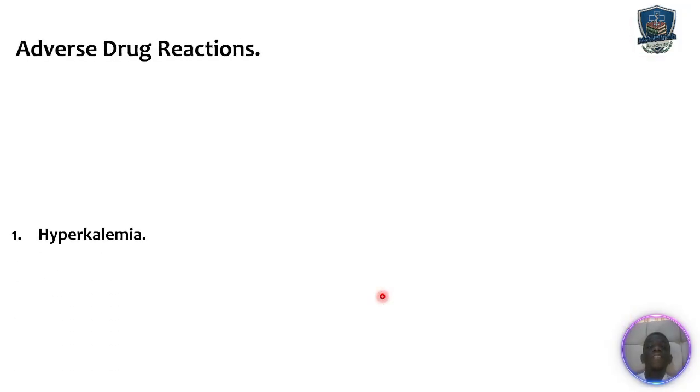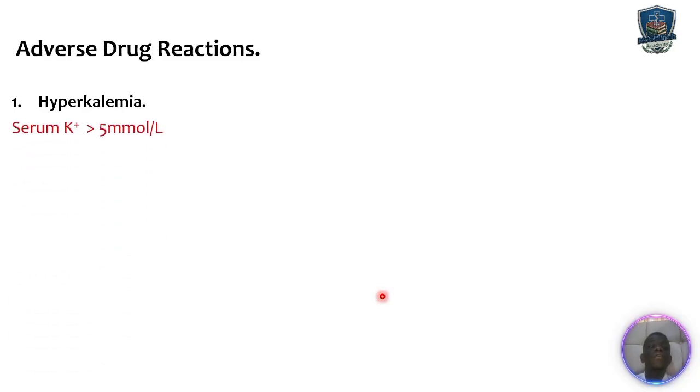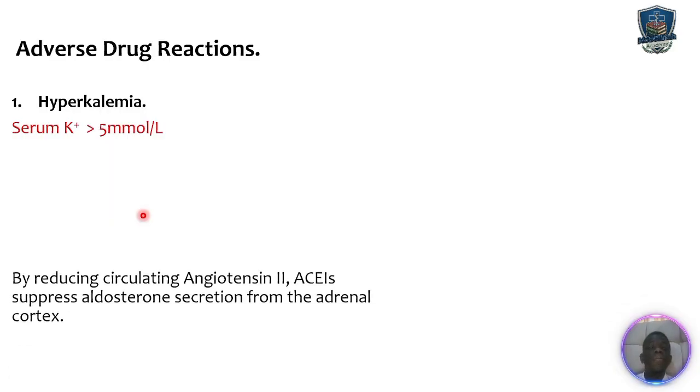One of the major adverse drug reactions that you have to know when using these drugs, number one, is hyperkalemia. Remember, guys, for those who may be new, hyperkalemia means elevation of potassium levels above normal. The normal potassium level is around 3.5 to 5 milliequivalents per liter, or millimoles per liter. Hyperkalemia means a level above 5 millimoles per liter. So one of the major adverse effects of this drug is hyperkalemia.